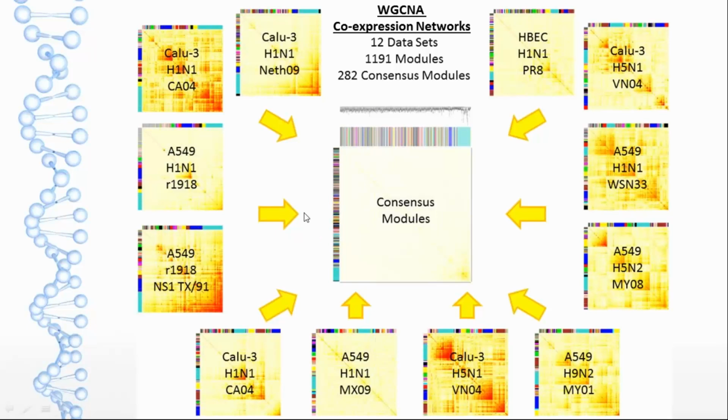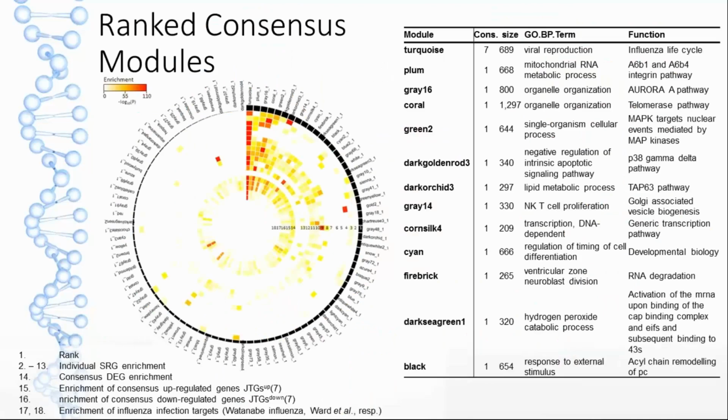These are common gene modules across all 12 data sets. And again, you see they are all coming from different strains and different cell lines. These modules, these consensus modules, can then be identified for functionality, and may tell something about what functions are triggered by this infection process.